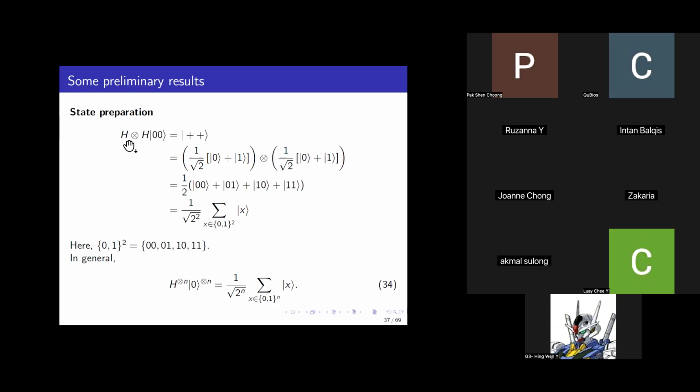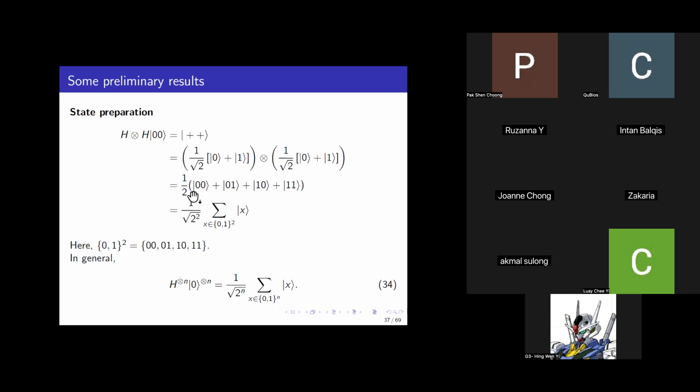So let's say you have tensor product of Hadamard gates acting on the zero zeros, it becomes plus plus. I break this down into 1 over square root 2, 0 plus 1, and then I do the tensor product. So 1 over square root 2 multiplied with another 1 over square root 2, I get 1 over 2. And then you just do the tensor product accordingly. So you get 0, 0, 0, 1, 1, 0, and 1, 1. The reason why I write in this way is because we can generalize it later.